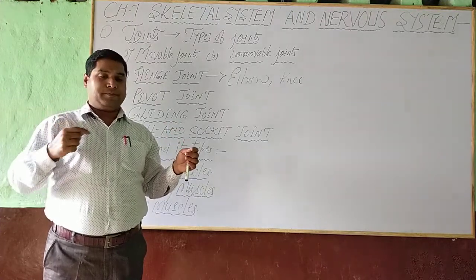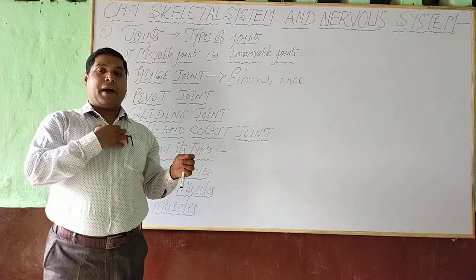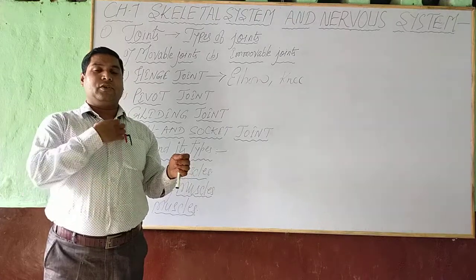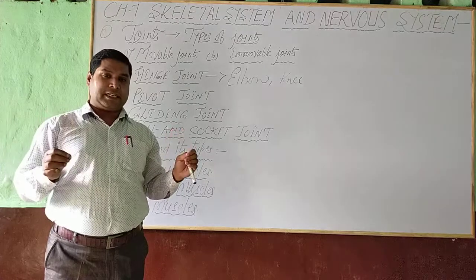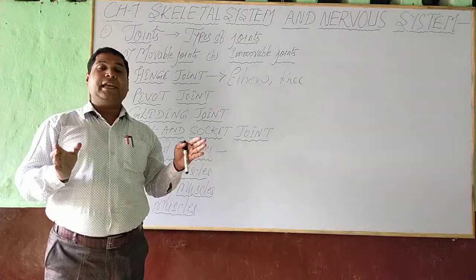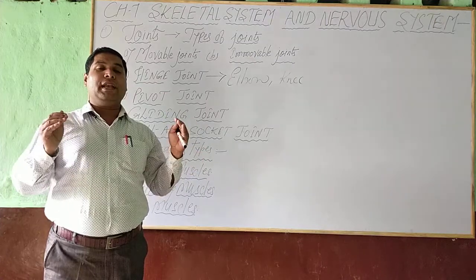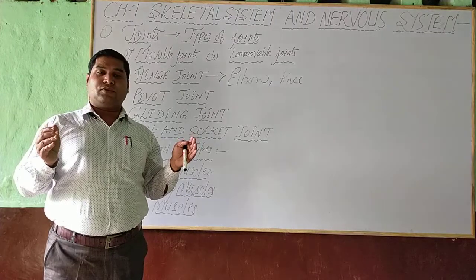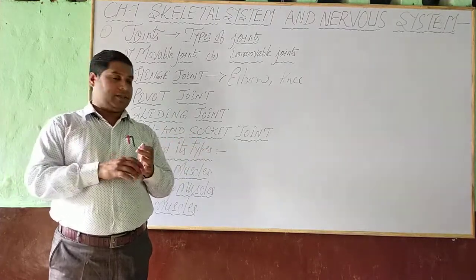One more example, our food pipe. What do you mean by food pipe? The pipe through which food passes to the stomach is known as food pipe. Food pipe also consists of involuntary muscles which can't be controlled by our will or by the brain. So dear student, now you came to know what is meant by voluntary and involuntary muscles.